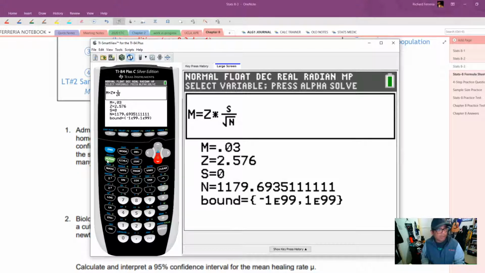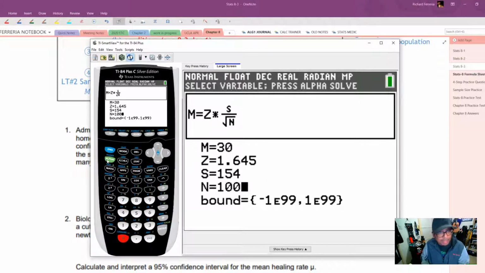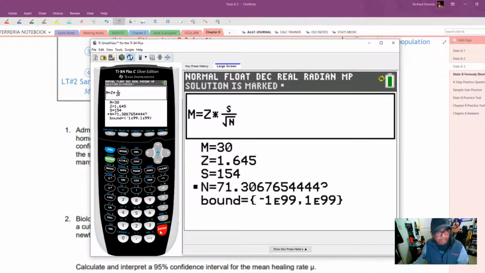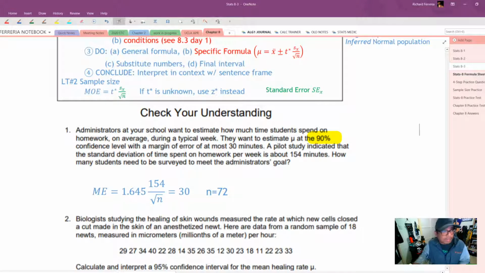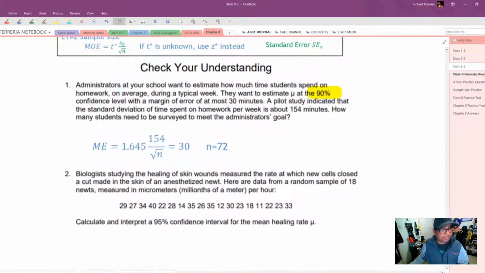Now we're just going to put in our numbers. We want the margin of error to be 30. We know that our z star is 1.645. Our value of s, that was 154. And n is unknown, so let's put in a guess. A good guess here, typical guess, is 100. And then push alpha, enter. That gives me 71.3. Round up, so 72. There we go, 72. Next question.